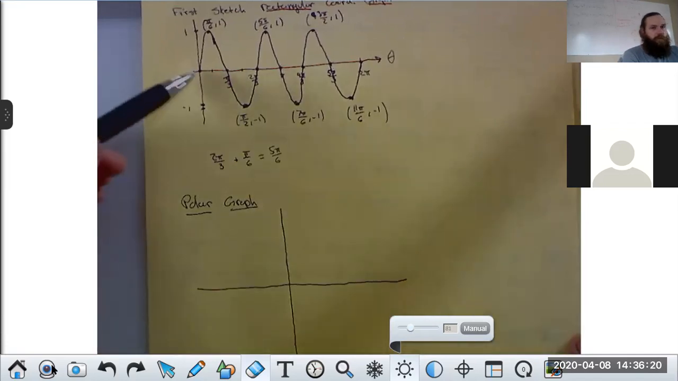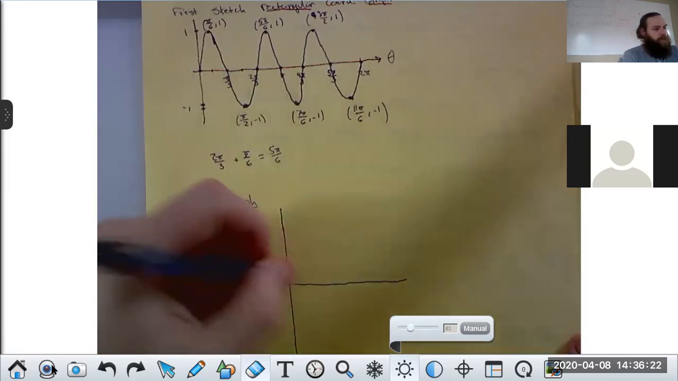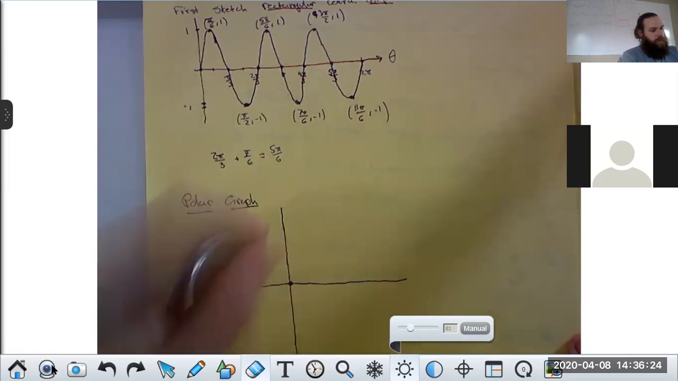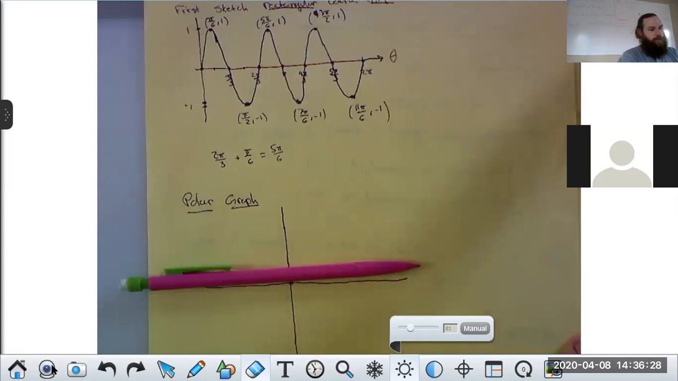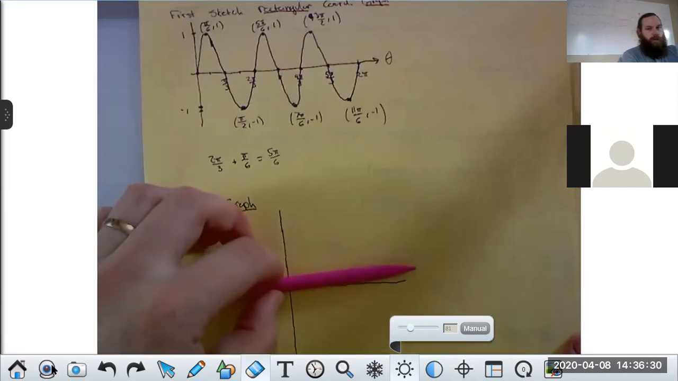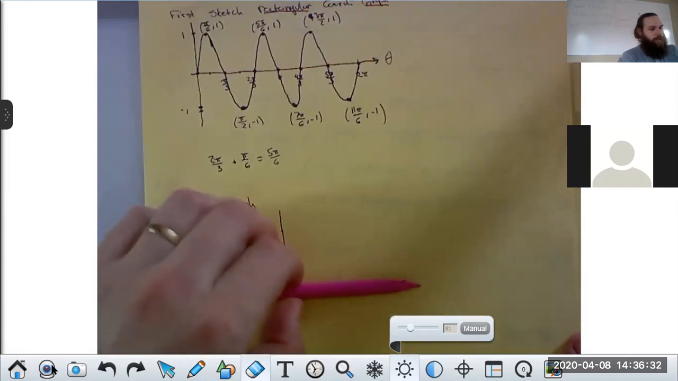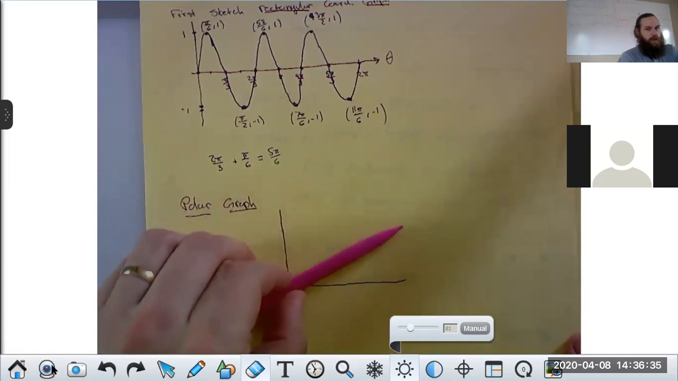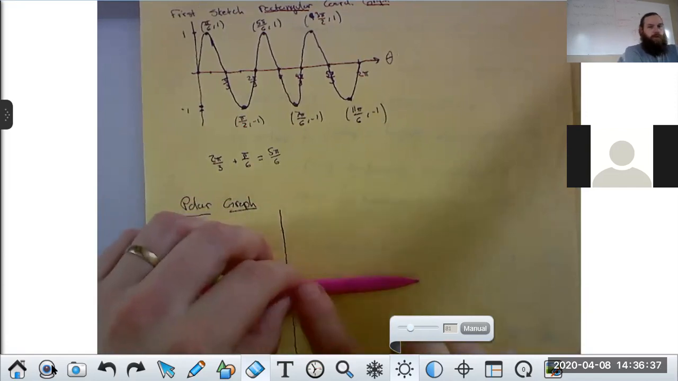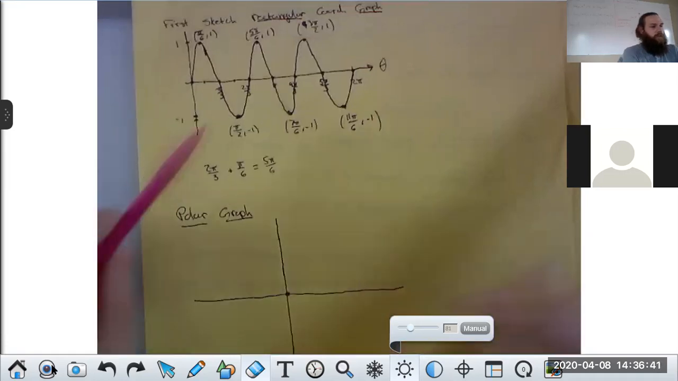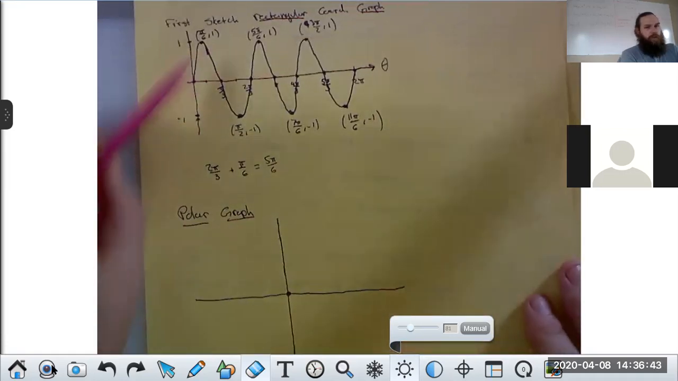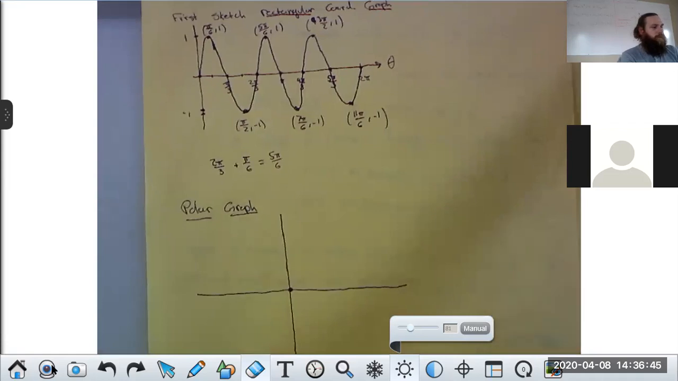When theta is 0, r is also 0. So we're starting here at the origin, and I'm thinking of my little arm as pointing out like this right now. And as this arm begins to rotate, my point is going to start to walk out along it, which is going to sketch something that looks a bit like one of those petals.